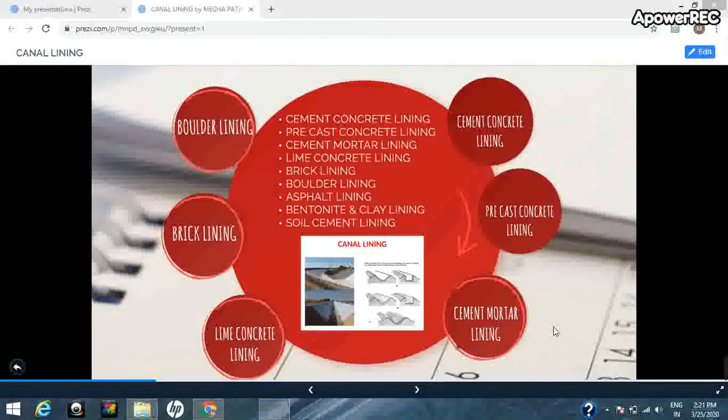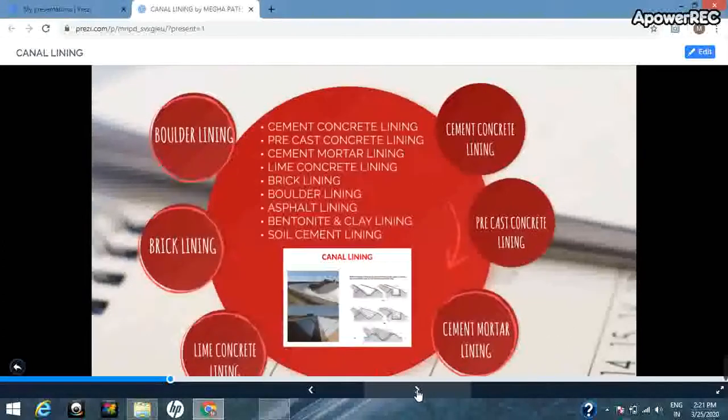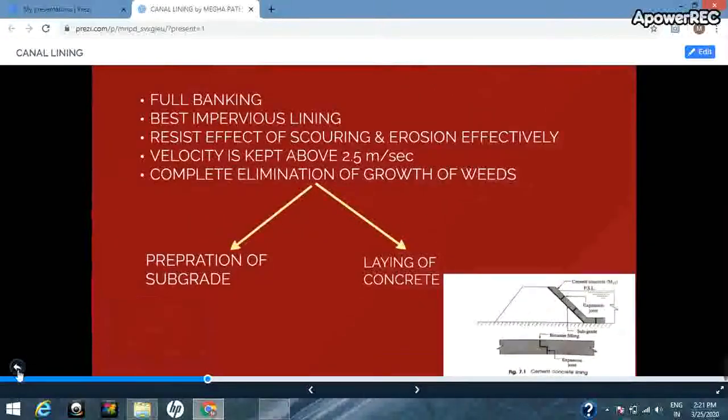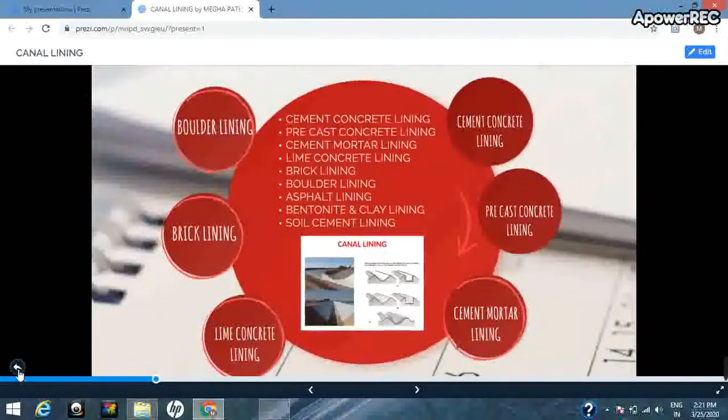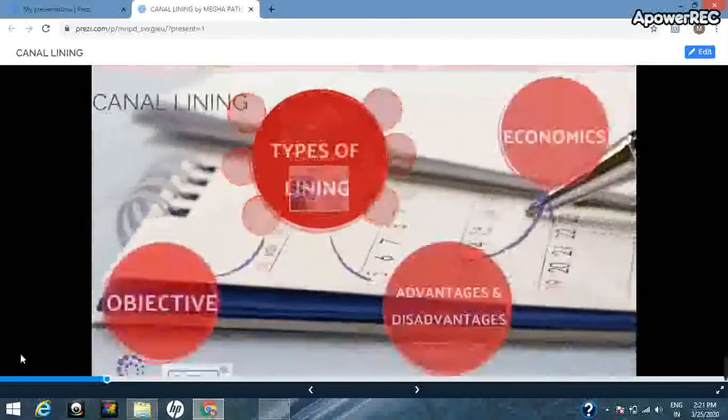And same, we have a soil cement lining. In soil cement lining, the percentage of cement that could be used for treating the subgrade is 10%. Okay, so these are the common types of lining that we use for the canal surface: cement concrete lining, precast, cement mortar, lime concrete, brick lining, boulder lining, asphalt, bentonite clay, soil cement lining.